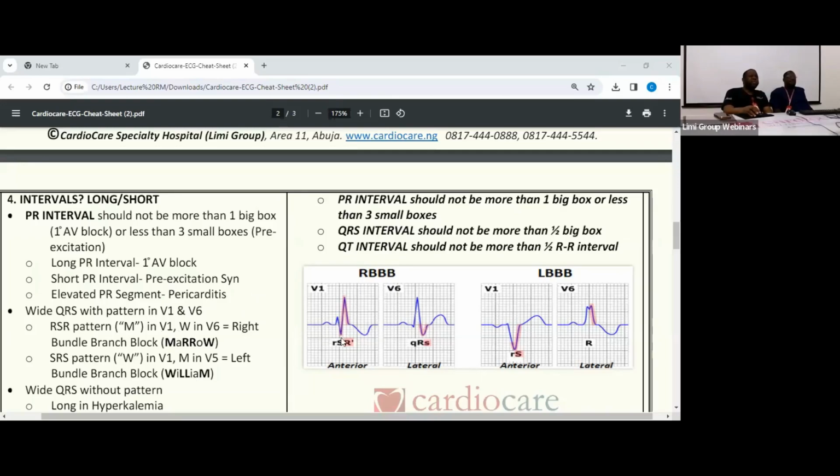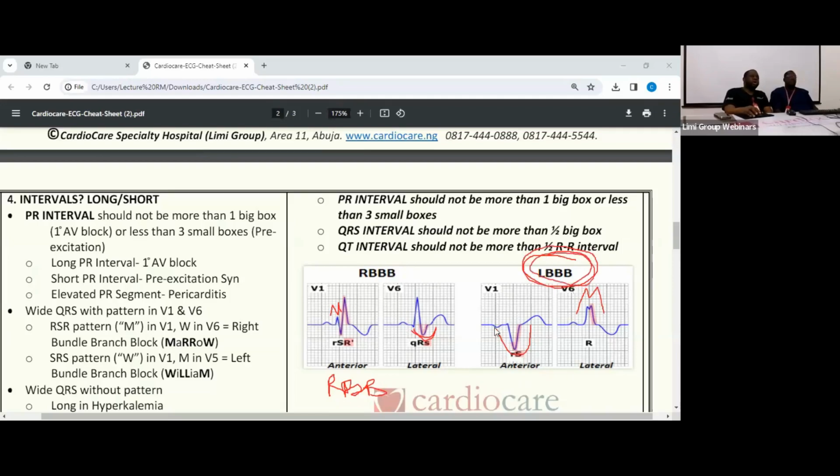Good, so that's in tachycardia. However, if we have something that looks like an M in V1 and something that looks like a V, a W, or a big U in V6, we call that a right bundle branch block. And if we have something that looks like a big V or U in V1, and something that looks like an M in V6, we call that a left bundle branch block. It's important to know this. The QRS is prolonged, that is, more than three small boxes, and this pattern is important. If the person has chest pain and has an LBBB pattern, you are likely dealing with an MI. You need to get a specialist in.